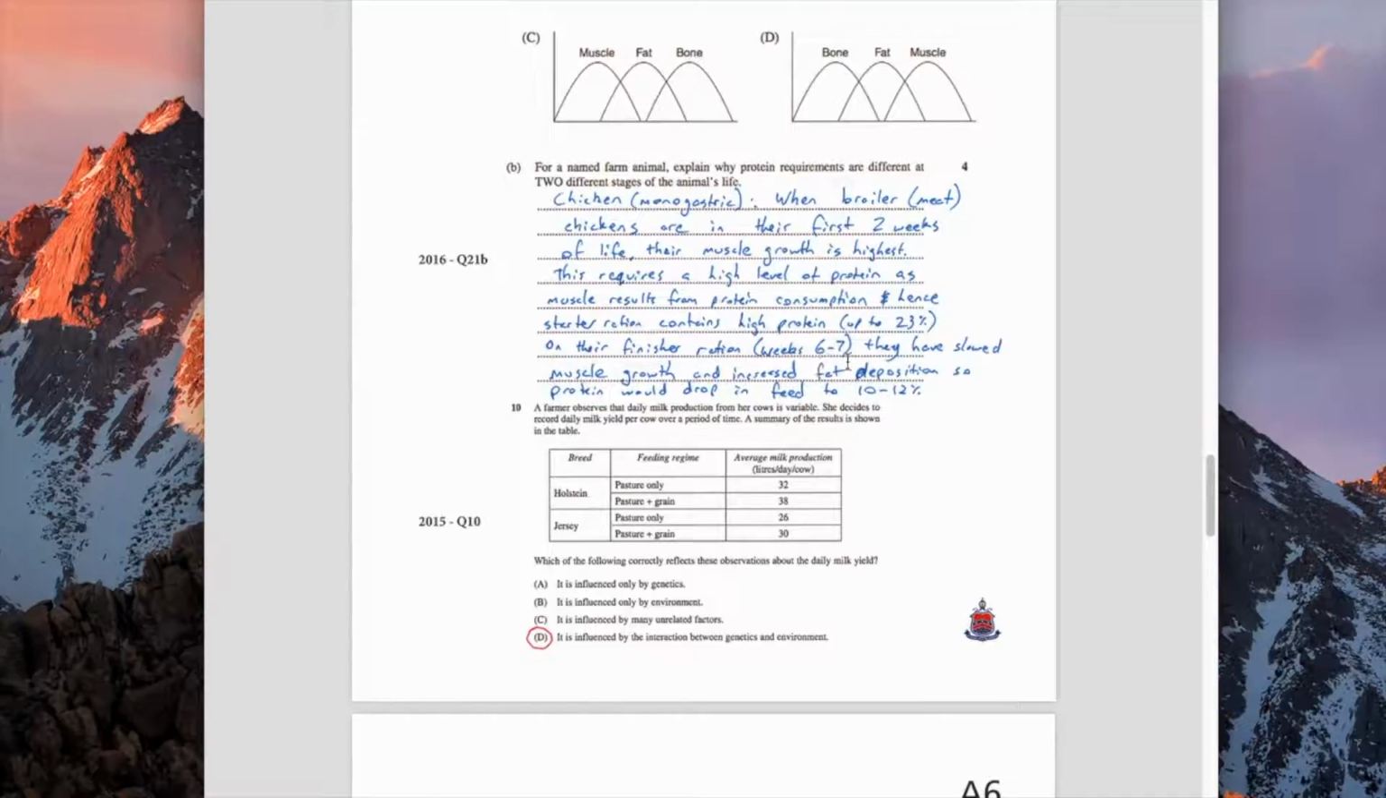I haven't gone into any more information about fat deposition because the question is about protein requirements, and I'm wasting time and space if I was to go into fat. So it's really just after protein.